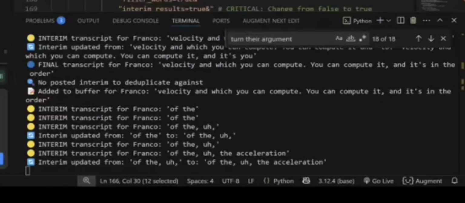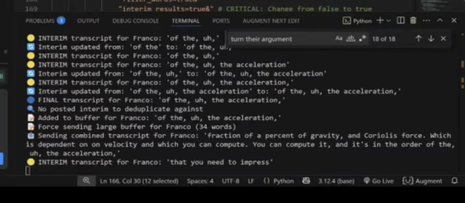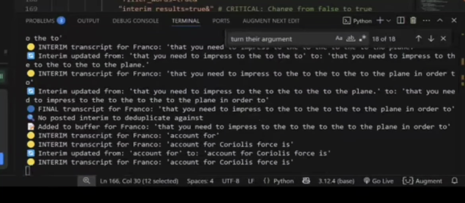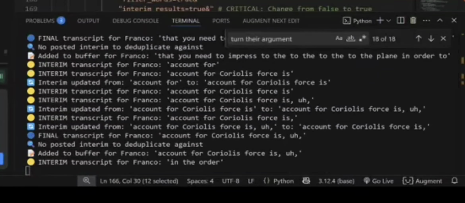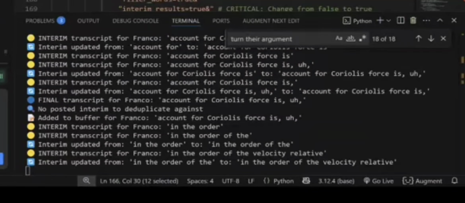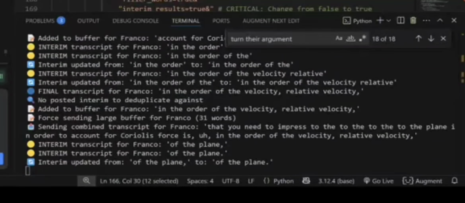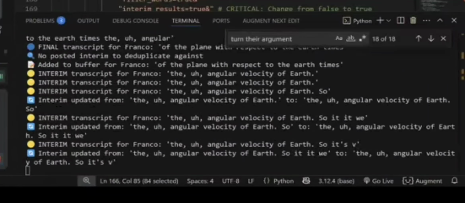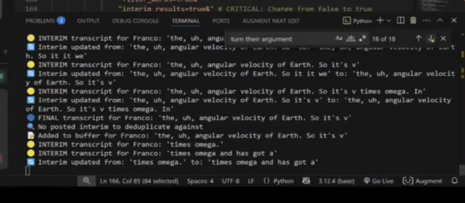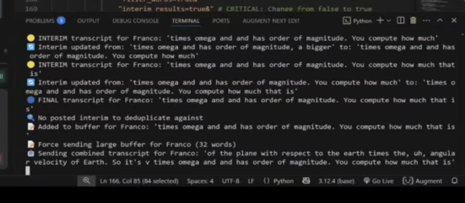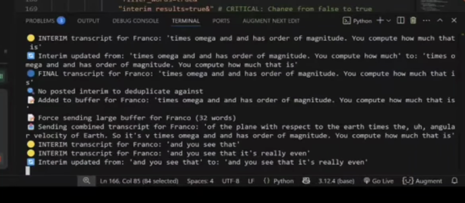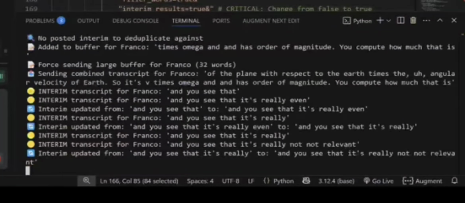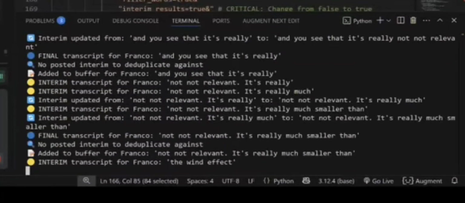The acceleration that you need to impress to the plane in order to account for Coriolis force is in the order of the relative velocity of the plane with respect to the Earth times the angular velocity of Earth. So it's v times omega as an order of magnitude. And you compute how much that is, and you see that it's really not relevant. It's really much smaller than the wind effect and other things like that.